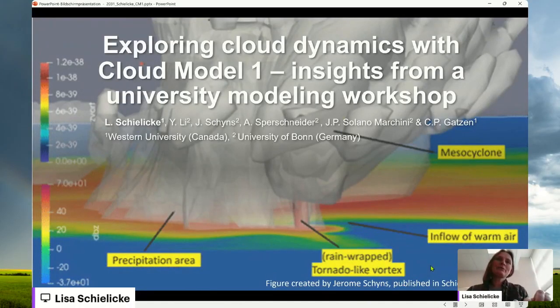You see here in the background, one of the figures. This presentation was done with four of my students and another colleague. The picture in the background is derived from this workshop, from one of the research projects of one of the students, where we can see a supercell thunderstorm, which forms a tornado-like vortex, which is enwrapped in rain.